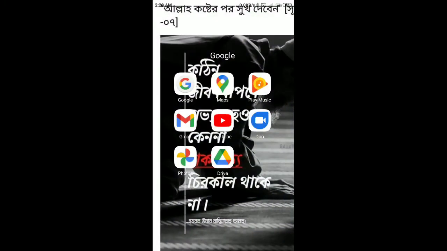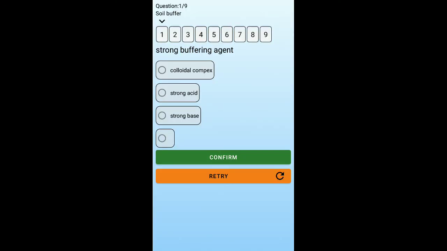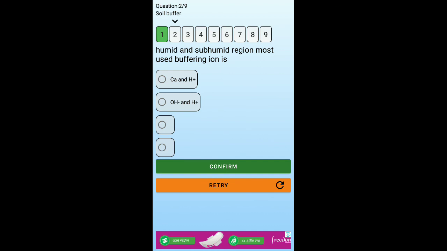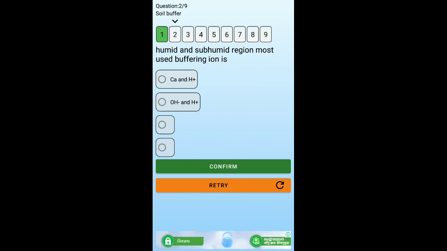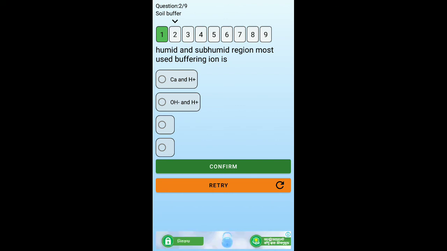Now we solve some questions about soil buffer. Which is the strong buffering agent? Colloidal complex. Confirm. In humid and subhumid regions, the most used buffering ions are calcium and hydrogen ions.